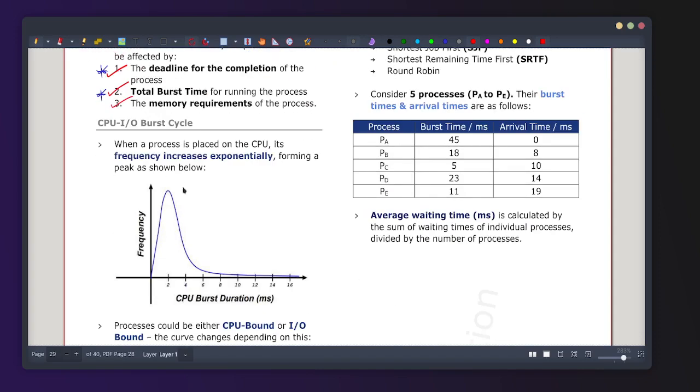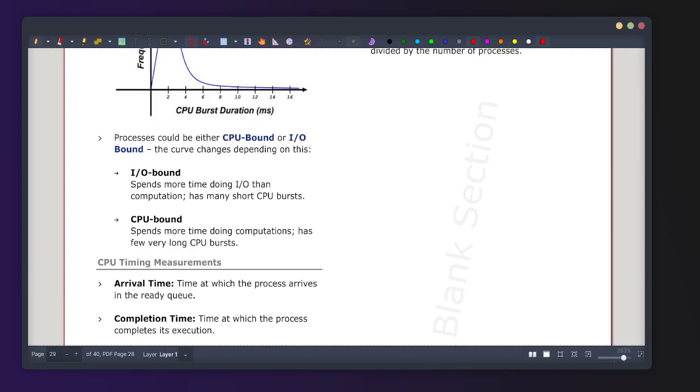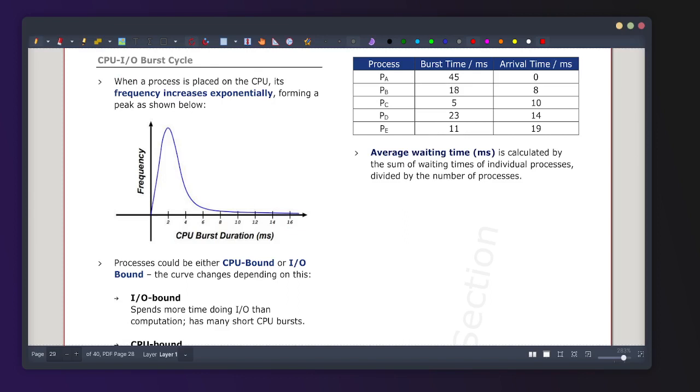And what we'll look at next is what exactly happens to the CPU when a process actually comes into it. So when we look at a CPU, guys, I want to dive into this conversation of the CPU IO burst cycle. When a process comes into the CPU, its frequency increases exponentially, forming a peak as shown below. So basically, guys, you can look at this graph. This graph has two axes. The y-axis shows the CPU's current frequency, basically, at what frequency the CPU is running.